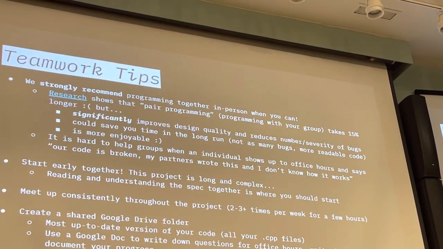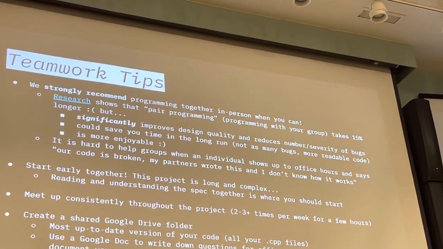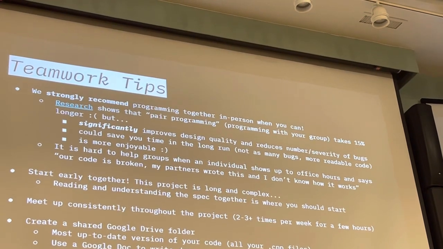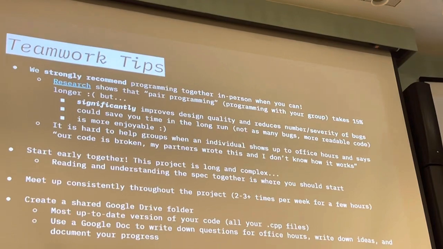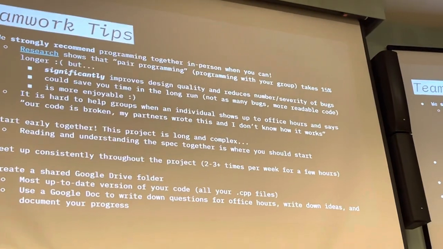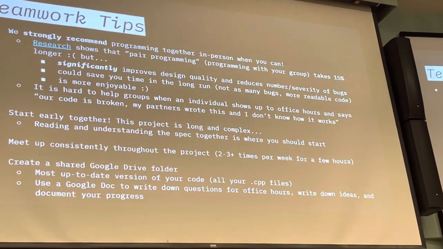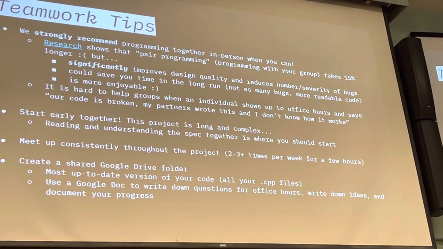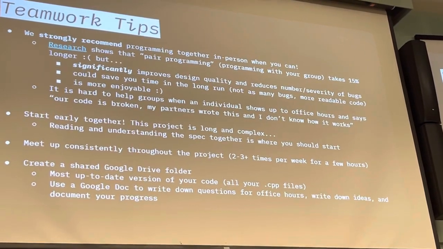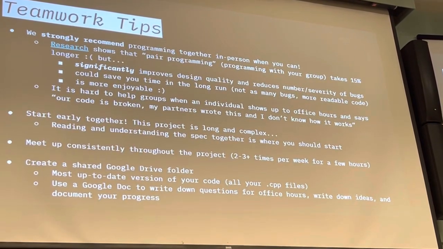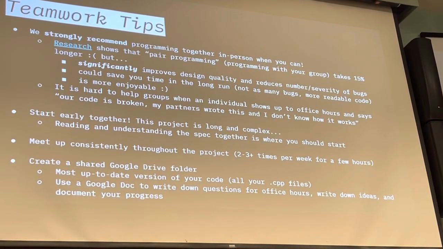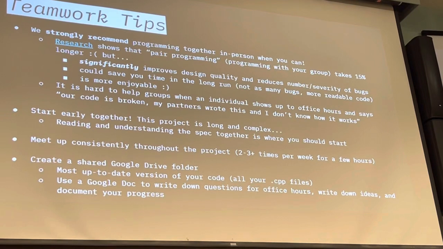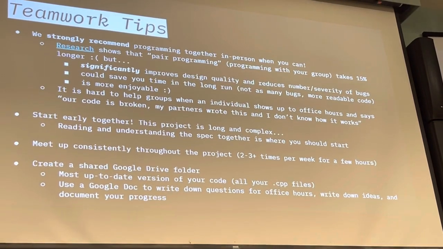Yeah, the other thing about working together is that it's hard when groups come to office hours and say, our code is broken, my partner wrote it, and I don't really know how it works. Can you help us? With the earlier projects, that was easier to do, but now that we have all these different layers of complexity, it's not so easy for the TAs to just sit down, open your code, and look around at what's going on. So we really need guidance from you guys. If you know what's going on in your code, we can help you faster.